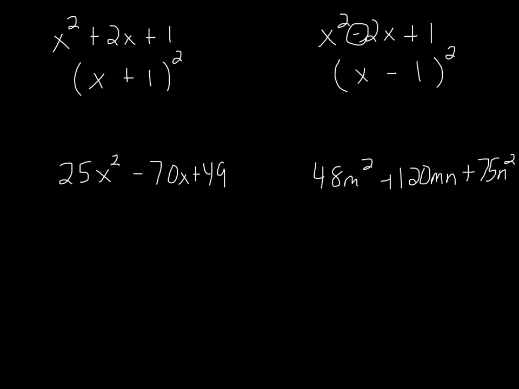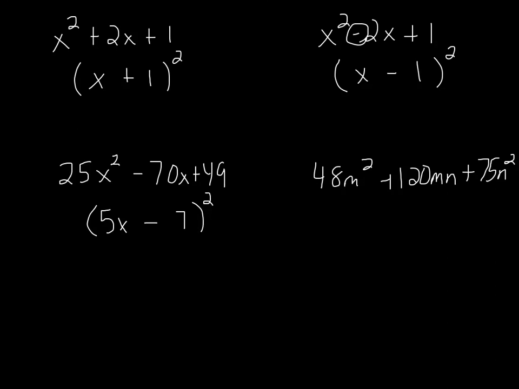Okay, next one. Can we factor out a common factor? No, we can't. All right, and we have perfect squares already, so we're good. So 5x and 7, and our sign in the middle is negative, and we're going to square it, so we're good.